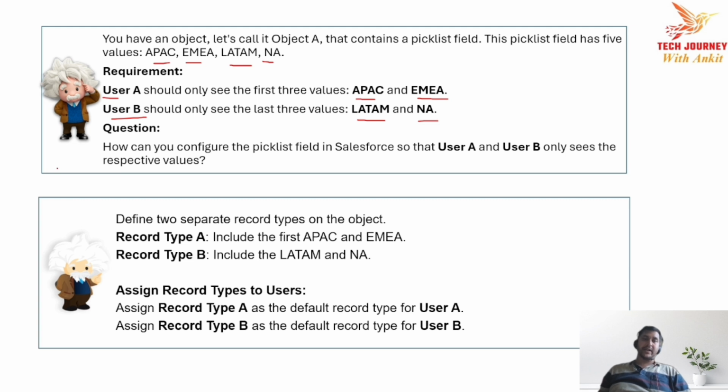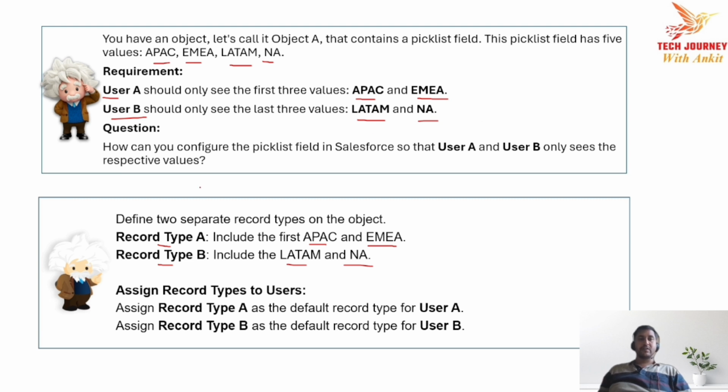You can achieve this by using the concept of record type. So what you can do in this scenario is create two record types. One is record type A and the second one is record type B. In each record type, populate different values. For example, in record type A, I have populated APAC and EMEA, and in record type B, I have populated Latin America as well as North America.